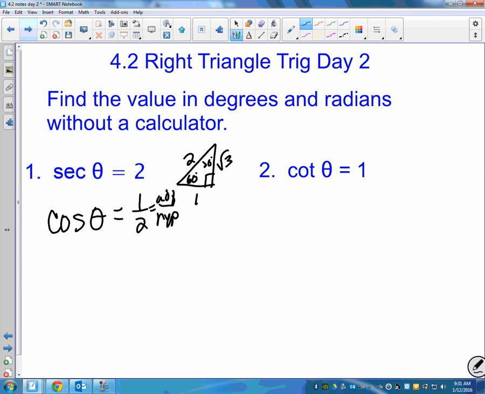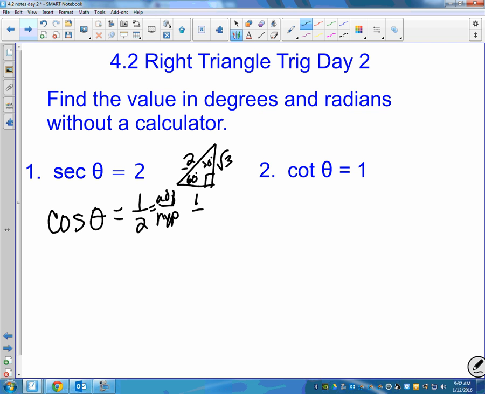So if you know what's in the 30, 60, 90 triangle, you have a 50-50 guess at this point. It's either 30 degrees or 60 degrees. Hopefully you don't have to guess, because you can look at that and tell me which one of those angles is adjacent over hypotenuse equal to 1/2. It's 60 degrees, because for 60 degrees the adjacent is 1, the hypotenuse is 2.